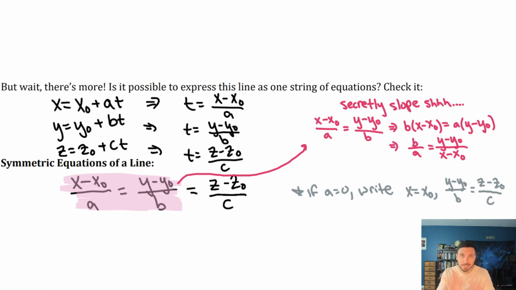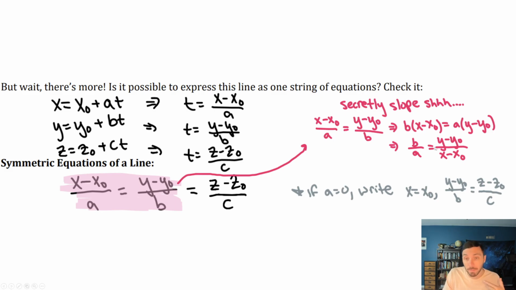And I say time because it doesn't have to necessarily be time. What I can do is solve for t in all 3 of these equations, okay? And then, well, I know that t is equal to t, right? So I can just set all 3 of these expressions equal to one another. Yeah, so this is the symmetric equation of a line, because there's technically 3 equations here.